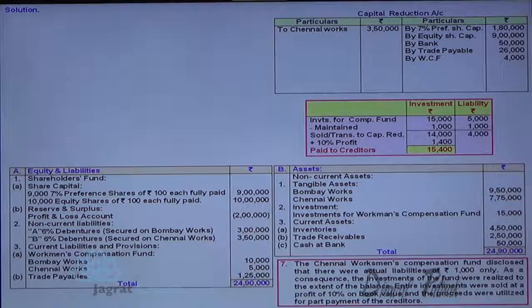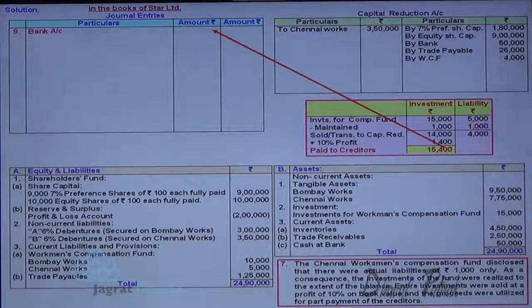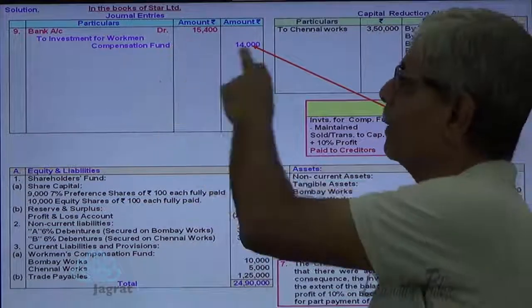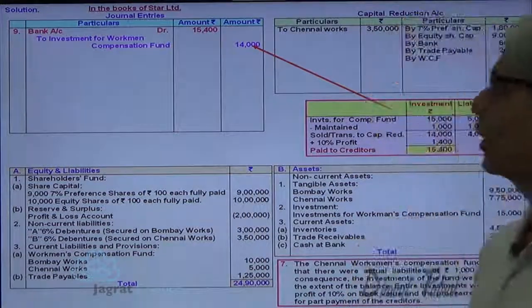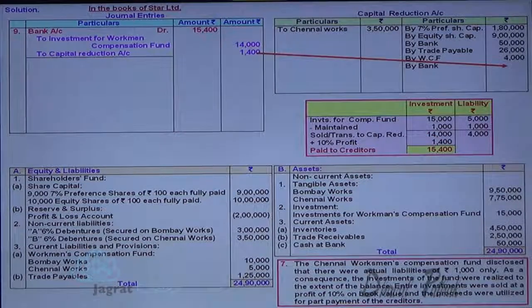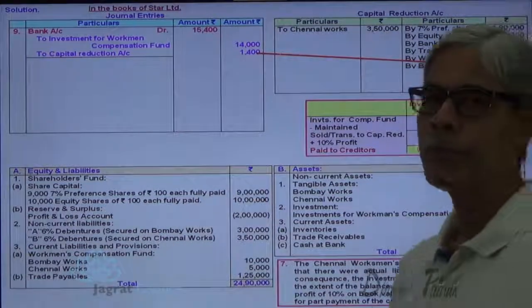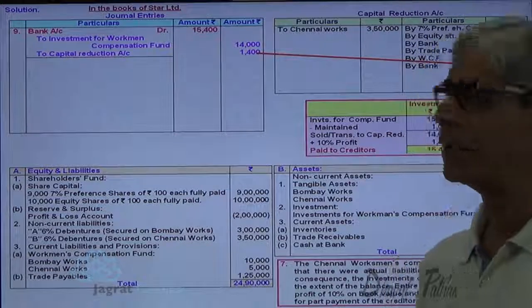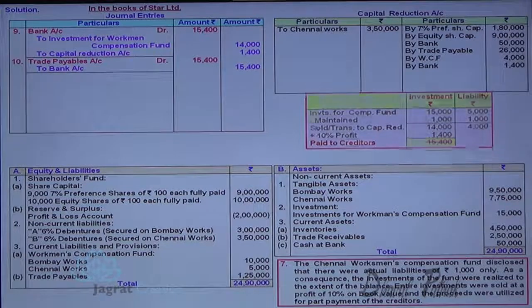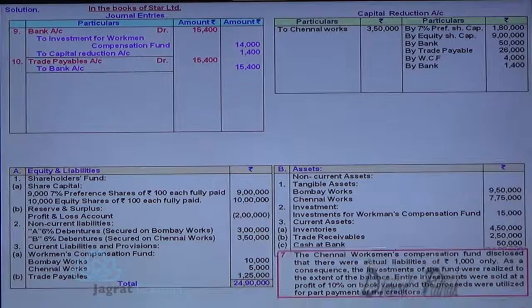Now the investments are sold, bank account debit to investment for Workmen Compensation Fund account credit, profit thereon is credited to capital reduction account. So capital reduction account is credited for that. Now out of these proceeds, the creditors are paid. So trade payables account debit to bank account credit 15,400.